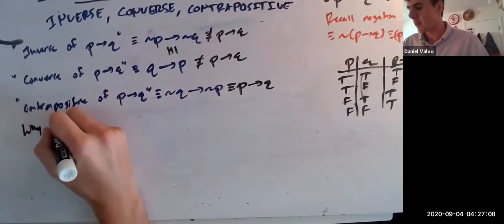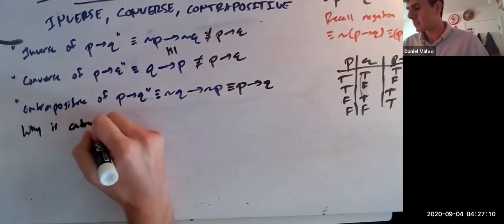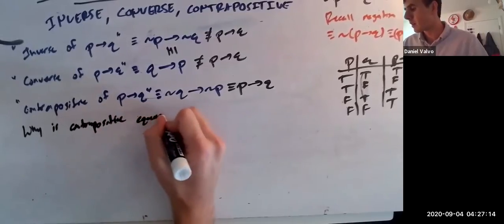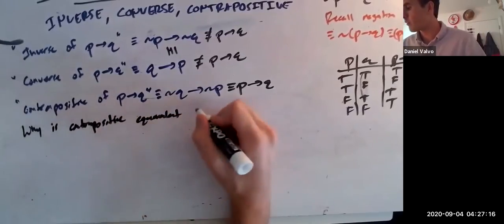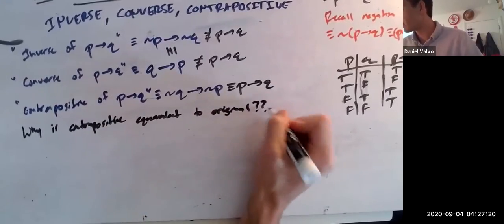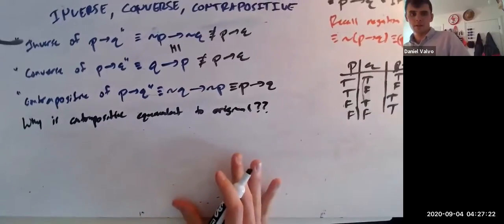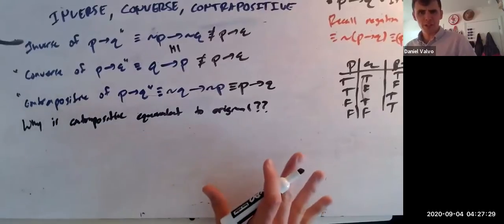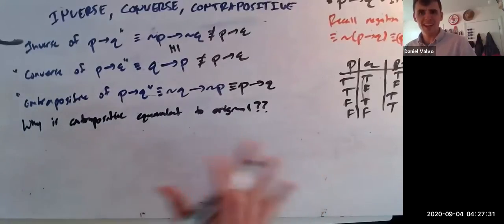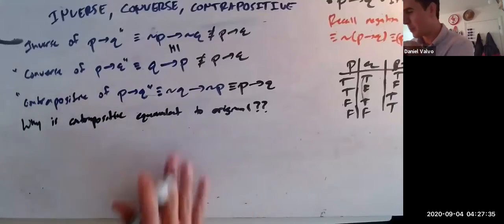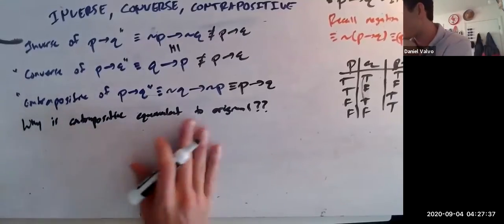Why is the contrapositive equivalent to the original? That's the big question. And all of those letters are terrible, but I think the general shape of the word actually looks correct. This is like impressionist writing right here. You squint, you see it. The point is, why is the contrapositive equivalent to the original?